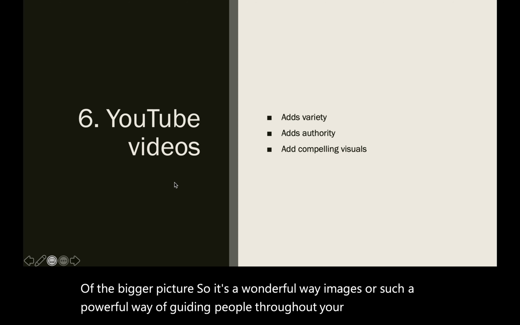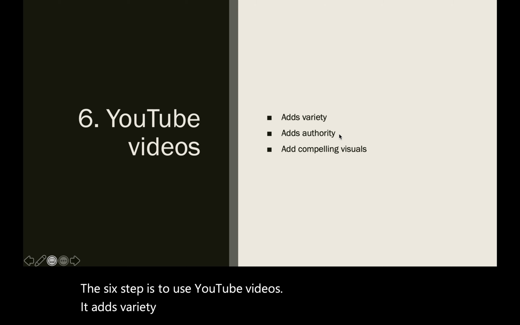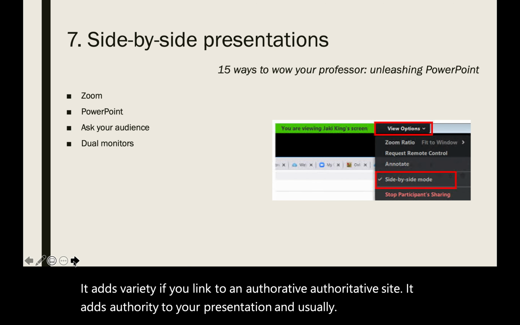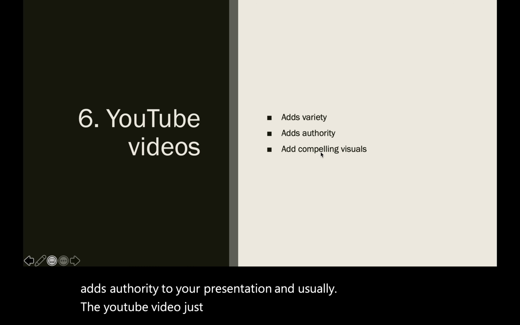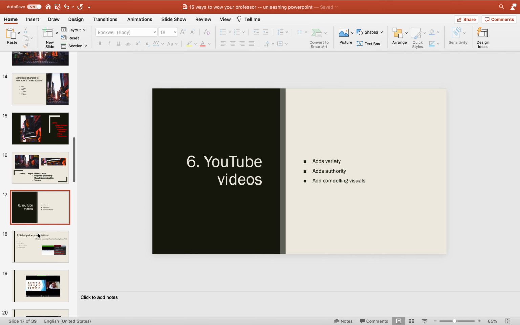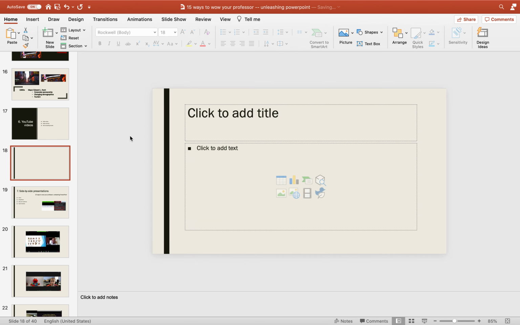The 6th step is to use YouTube videos. It adds variety. If you link to an authoritative site, it adds authority to your presentation. And usually the YouTube video just adds a lot of interest to your presentation. To insert a YouTube video, Microsoft Word makes it very easy to do so, or Microsoft PowerPoint, excuse me.